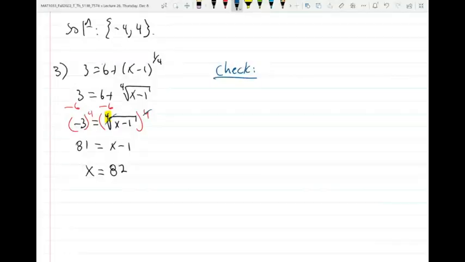All right, so notice that line 1 and line 2 are exactly the same. All I did was rewrite the 1/4 as a 4th root. So I'm going to use line 2, okay? So that would be 3, and we're wondering, is 3 the same as 6 plus the 4th root of 82 minus 1? So I'm replacing x by 82. All right, let's see.